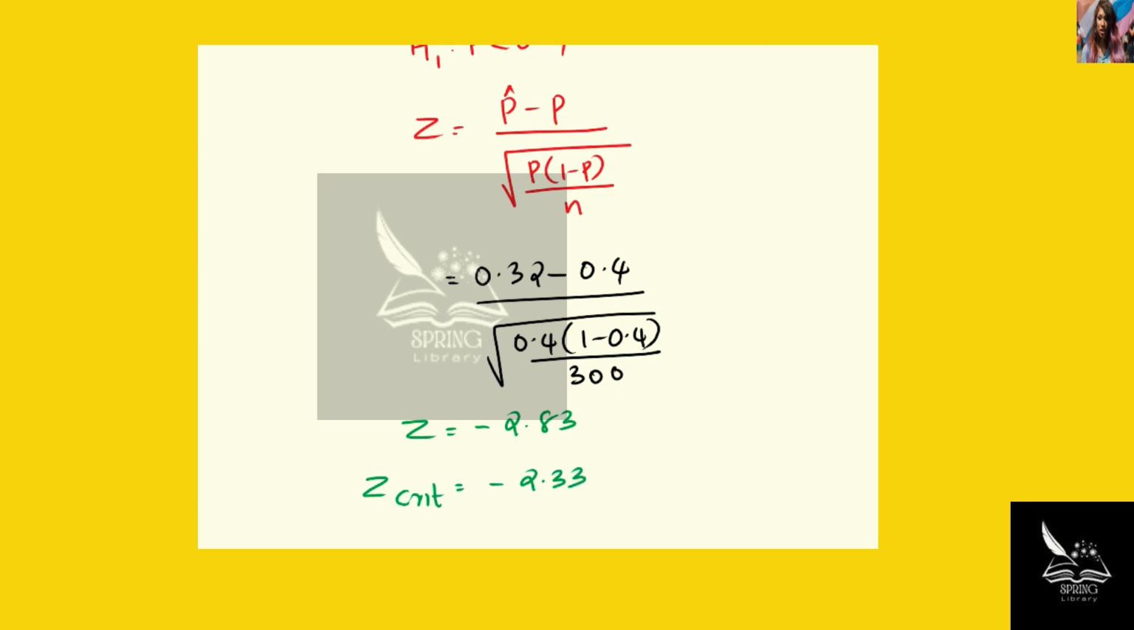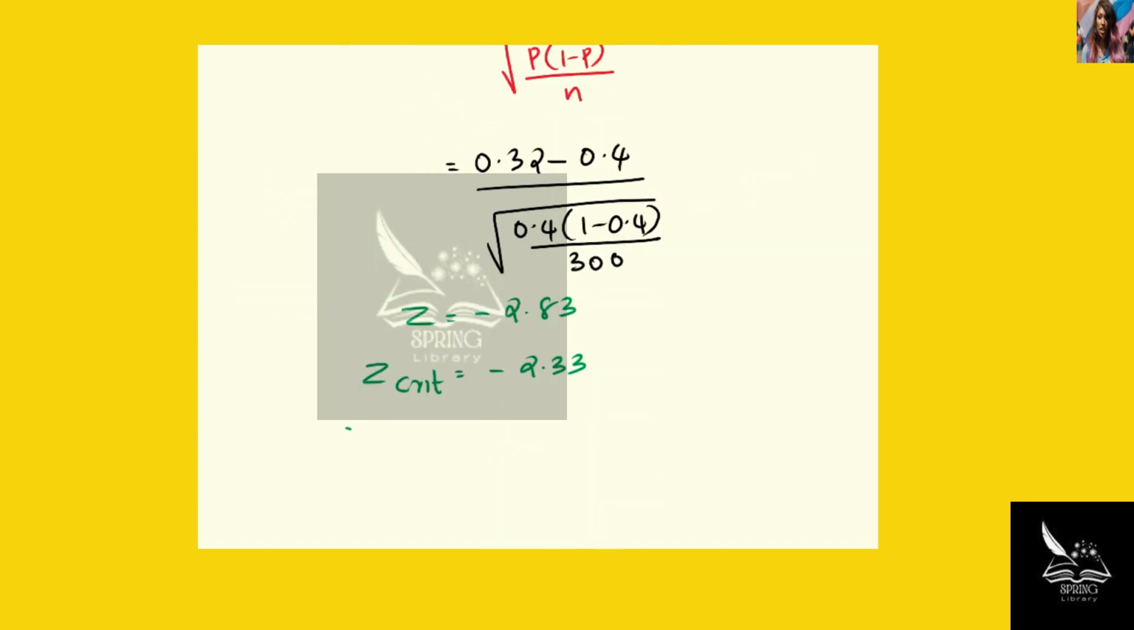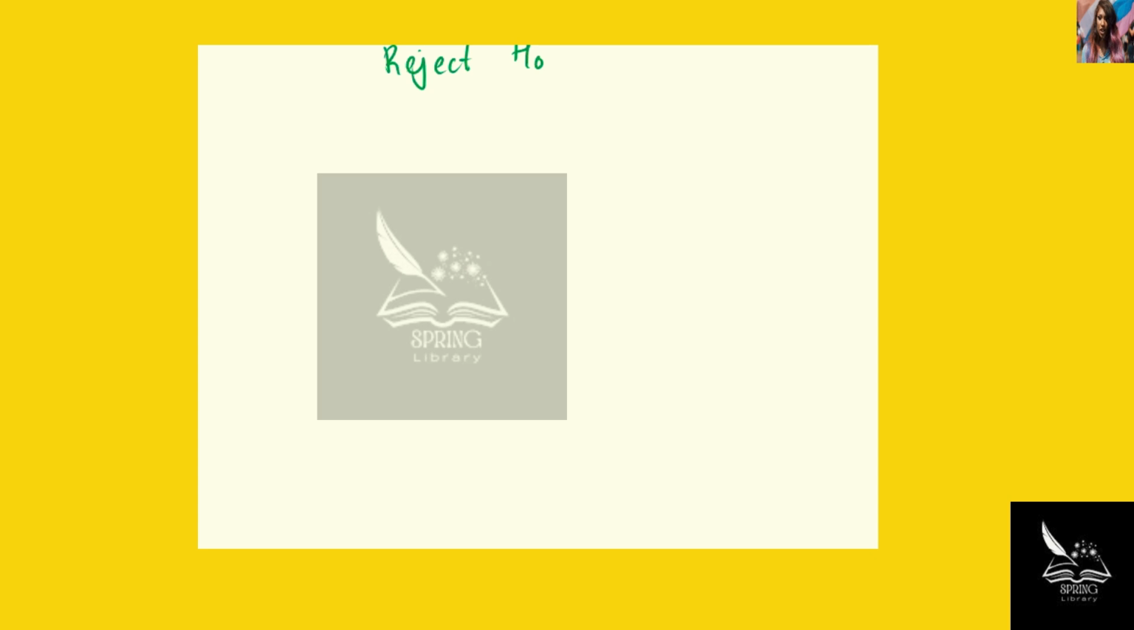Here, the Z value is less than Z critical. Therefore, here we reject H naught. The P value corresponding to the test statistic is 0.0023. Here the P value is less than 0.01. Therefore, here we reject H naught.